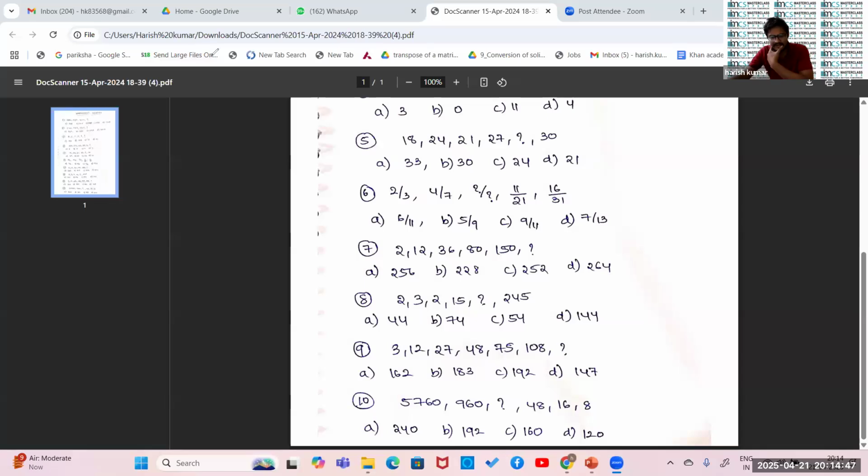Come on, guys. Any idea? This seems an interesting problem. 2, 3, 2, 15, 245. Okay. How can I get? So it is... 7 is 14. Plus 1 is 15.